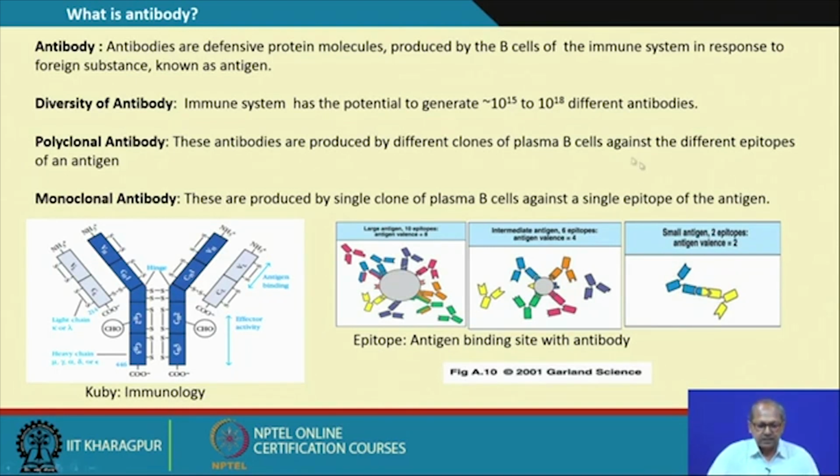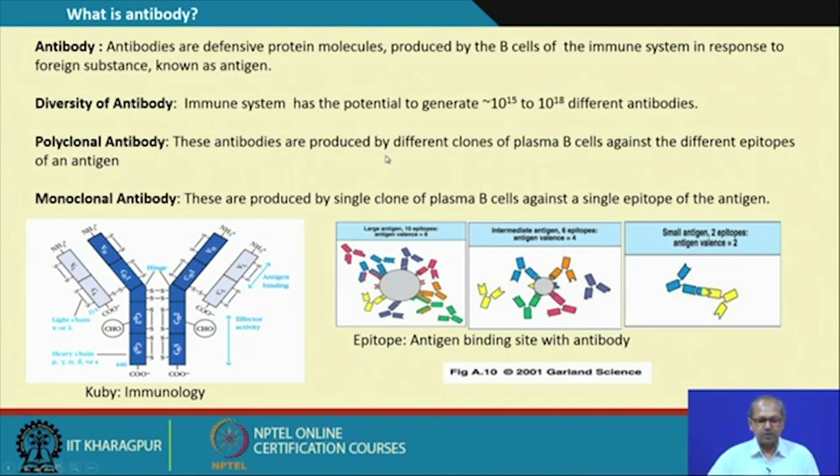antibody. Say this antigen has 10 epitopes, this antigen has 6 epitopes, this antigen has 2 epitopes. According to clonal selection theory, only one B cell clone will liberate only one type of antibody against one epitope. So, if we inject antigen in our body or in an animal system, our immune system will produce a large number of antibodies which are polyclonal in nature. That is why polyclonal antibody is defined in that way.